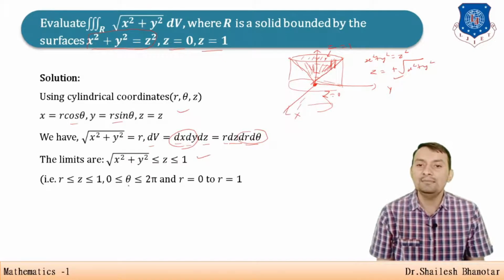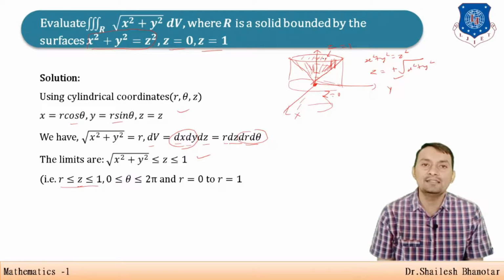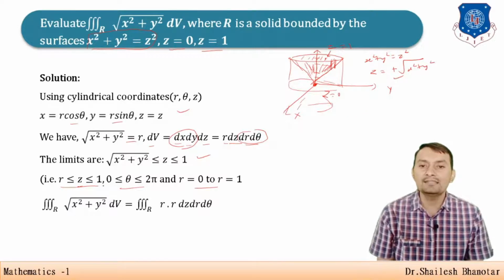Now this is the limit, and it is clear that x square plus y square is nothing but r square. So the limit for z will be r to 1. Ultimately the top part is our circle, and when we take the projection on the xy plane, it is a circle. So we have to rotate theta from 0 to 2 pi, and the radius is a one radius circle, because when we take the projection we get this. So when we put all these limits in the triple integration over the region R, this is r, dz, dr, d theta.